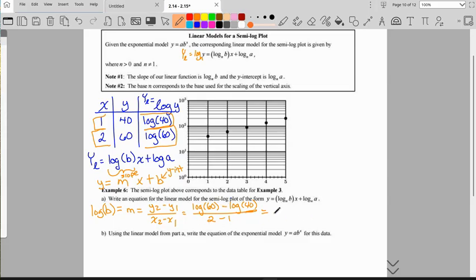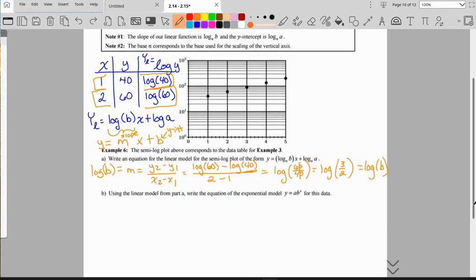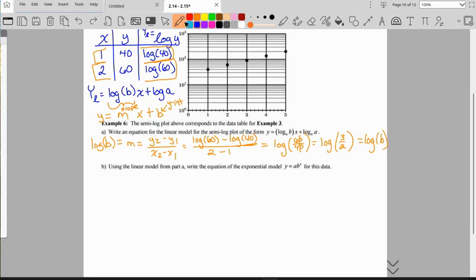This is a difference of logs, so I know the numerator is the log of their quotient, so that's the log of 60 over 40, which of course can simplify. Those zeros cancel. 6 and 4 are both divisible by 2, so that's the log of 3/2. So the log of b, way back at the beginning, is just the log of 3/2. Okay, so we can start building our equation of the line.